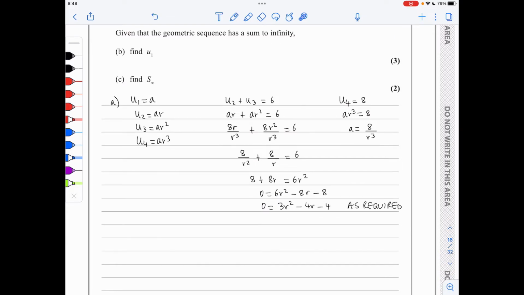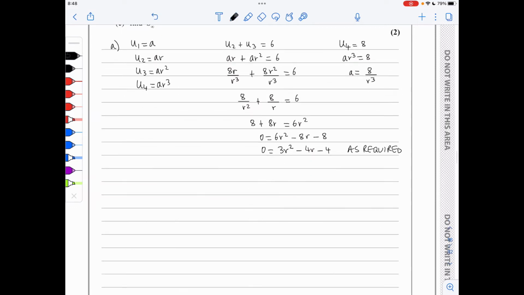In B, we are told that the geometric sequence has a sum to infinity and we need to find U1. So it makes sense to start off by solving the quadratic in R, which factorizes into (3R plus 2)(R minus 2). So either 3R plus 2 is 0 or R minus 2 is 0.